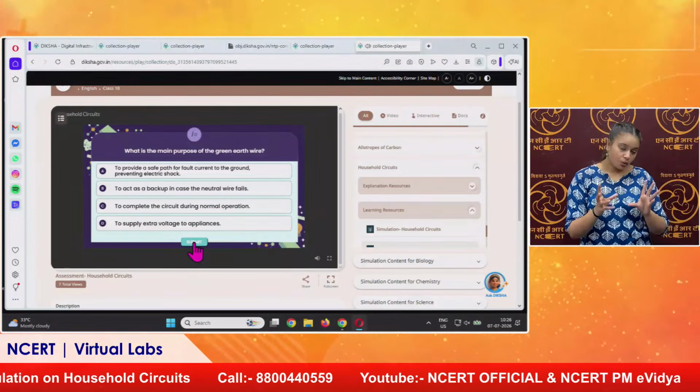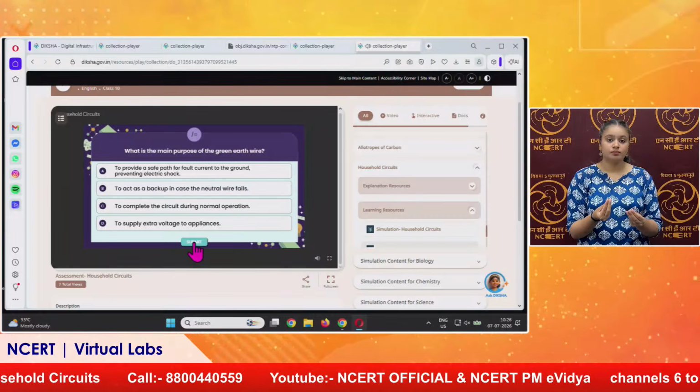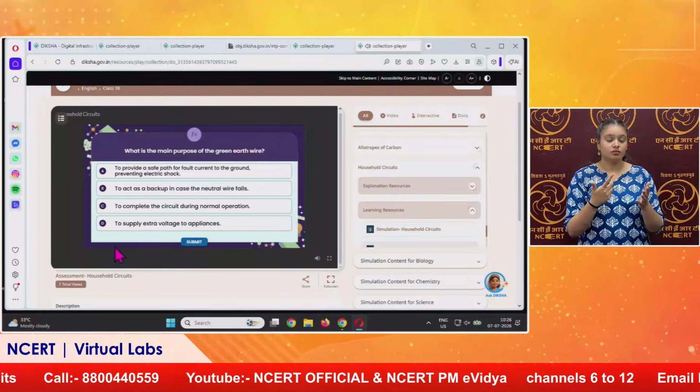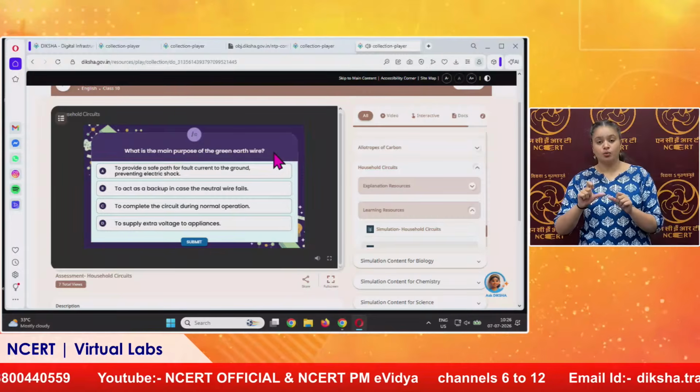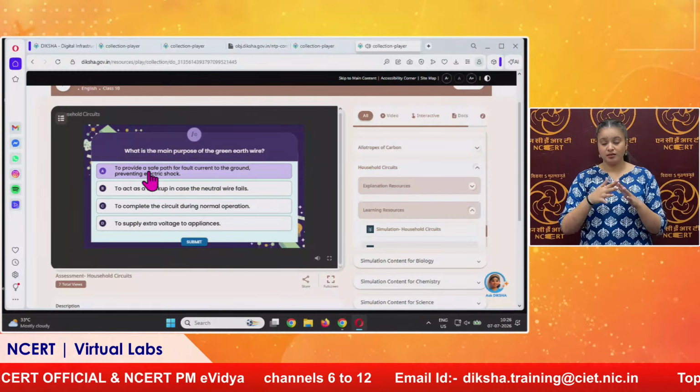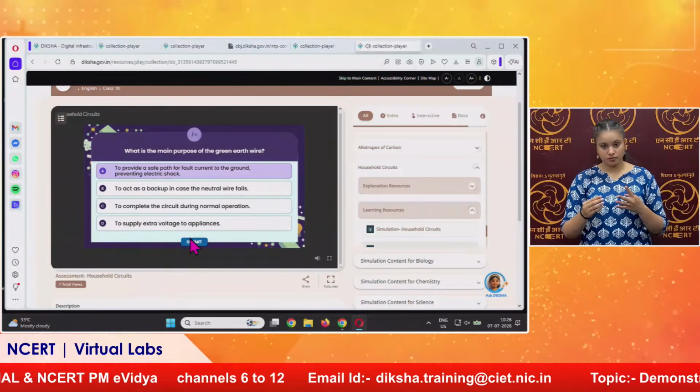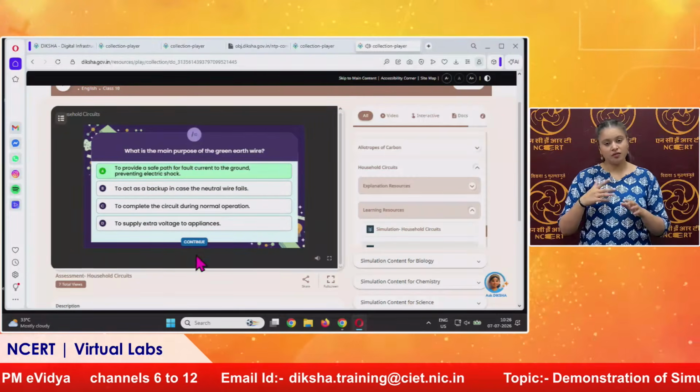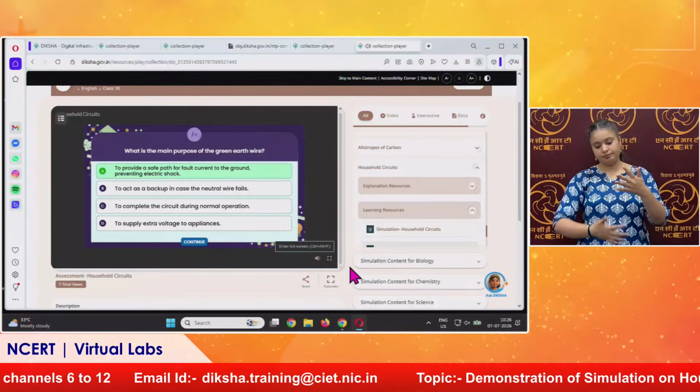How many units we have used, how much energy we have consumed, is measured in kilowatt hour. Right. What is the main purpose of the green earth wire? To provide a safe path for a fault current to ground, preventing electric shock. Right. So in this way, there are 10 questions. We can continue with the rest of the questions.